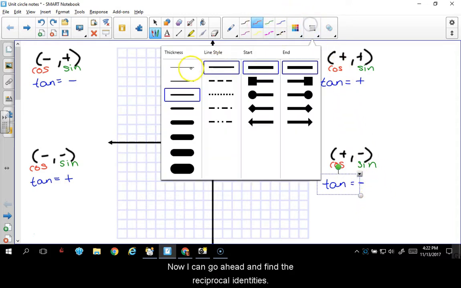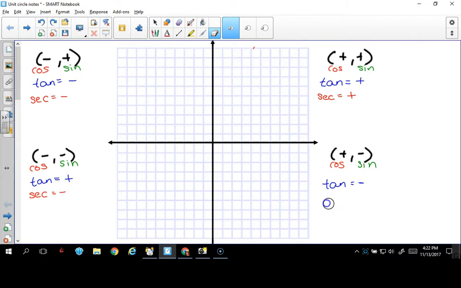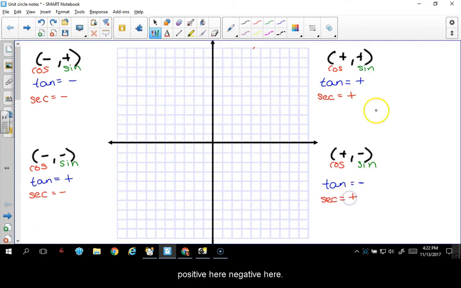Now I can go ahead and find their reciprocal identities. So the reciprocal to cosine is secant. So if cosine is positive, secant is positive. If cosine is negative, secant is negative. And secant will be positive here, so positive here, negative here.